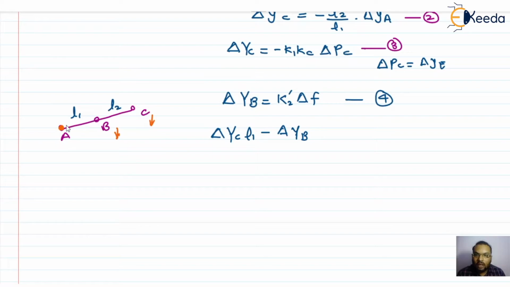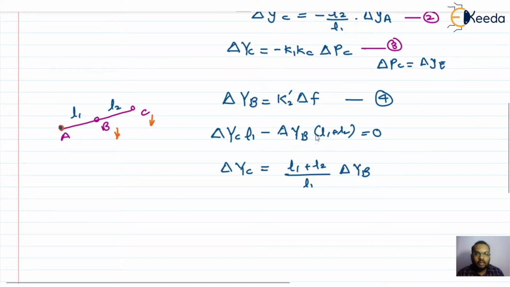But as point A is fixed, that movement of point B will affect the links L1 and L2. So here we'll get L1 plus L2. This is the basics of mechanics. So from that I'm writing here. With this, can I write delta YC as L1 plus L2 divided by L1, that L1 I'll shift here, into delta YB. Let us call this equation number 5.